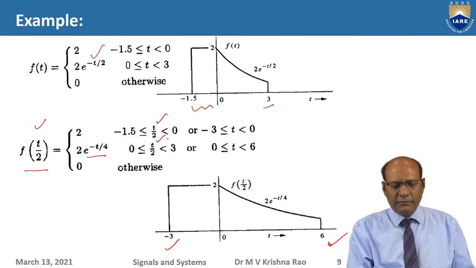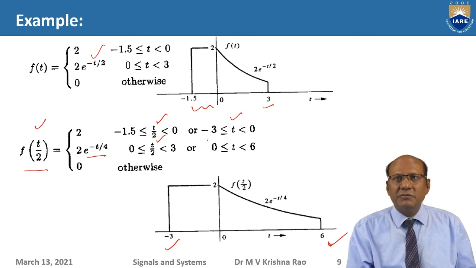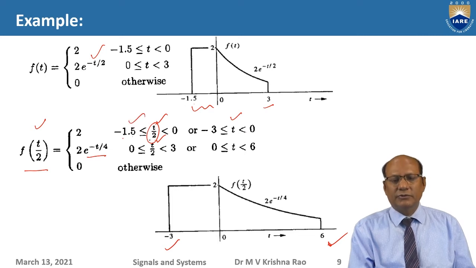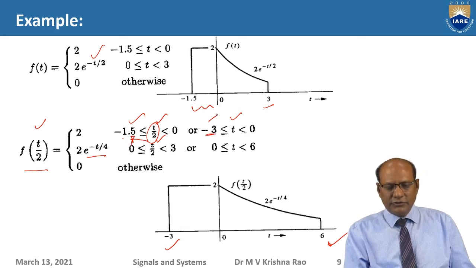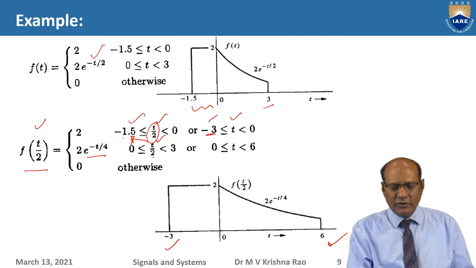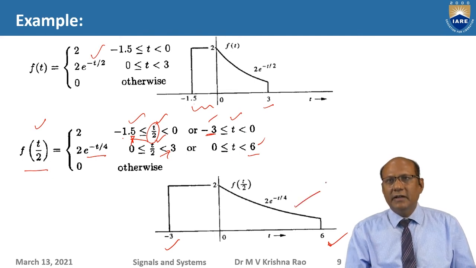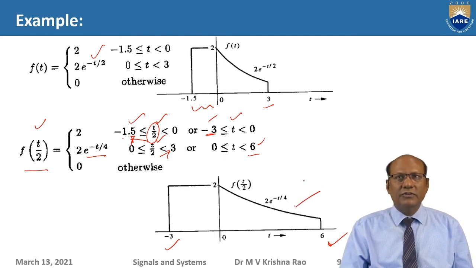Now when it becomes t by 2, you have to ultimately find the range in terms of t. Minus 1.5 less than or equal to t by 2, so this 2 will go to this side, and I have minus 3 here. Same thing here also: t by 2 less than 3, so t is less than 6. So this is what we have. The signal looks like this, and it is the dilated version of the original signal.